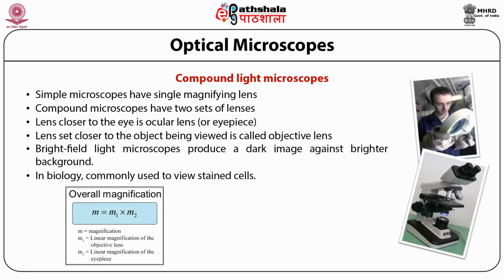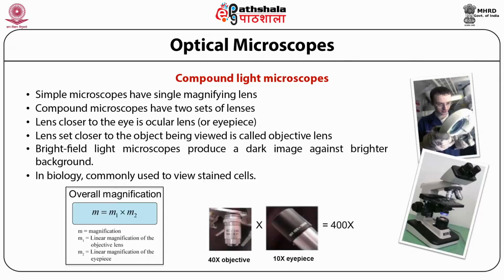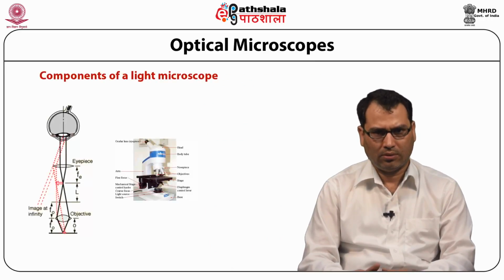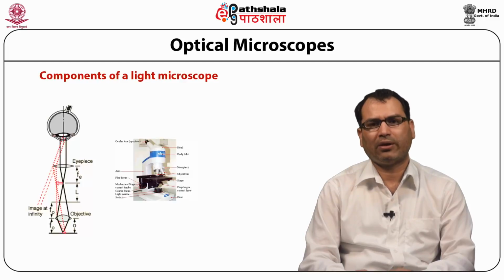And the magnification of the microscope can be calculated if we know the magnification of the objective and the eyepiece sets of lenses. For example, here if you have an objective of 40x magnification and an eyepiece of 10x magnification, the total magnification of the microscope would be 400x, which means an object of size x will appear as 400 times size x.